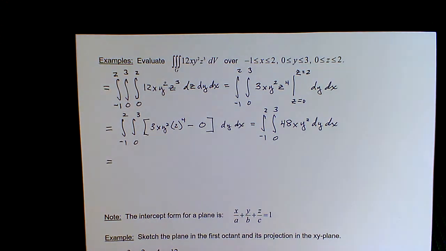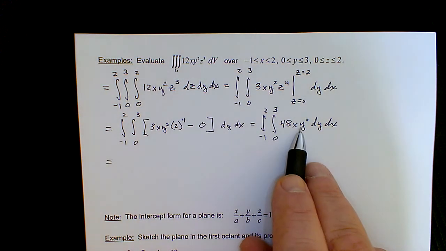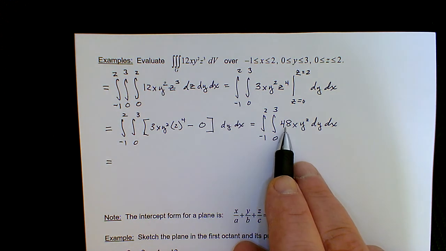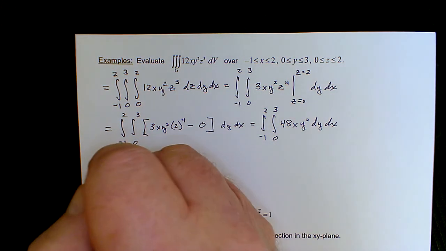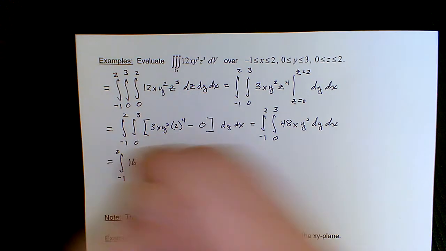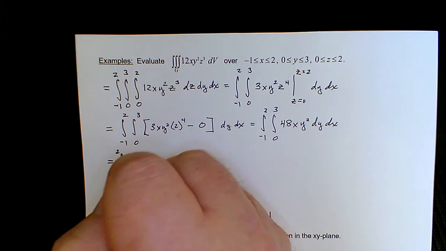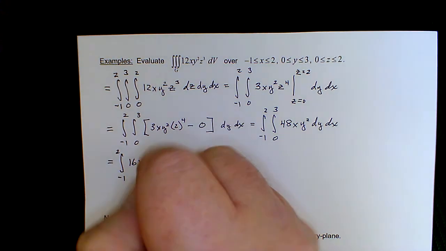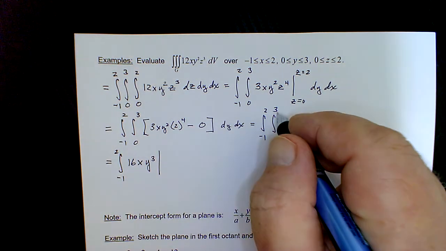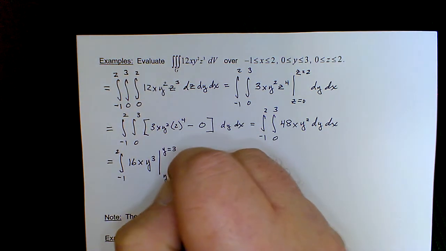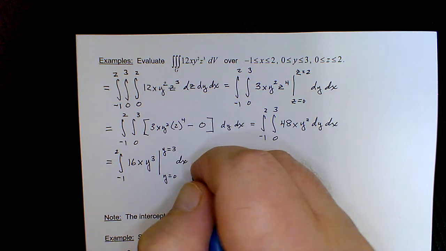Okay, so now we're ready to integrate with respect to y. And we get 48x tags along, y squared integrates to be y cubed over 3. And 48 divided by 3 is 16. So let's recopy. First integral, -1 to 2. Now we get 16x y cubed, and that's all evaluated as y goes from 0 to 3. And then it'll be finally with respect to x.